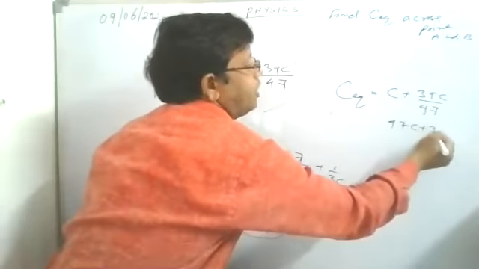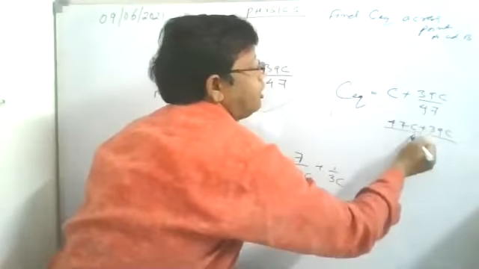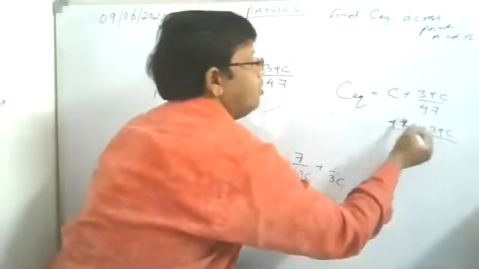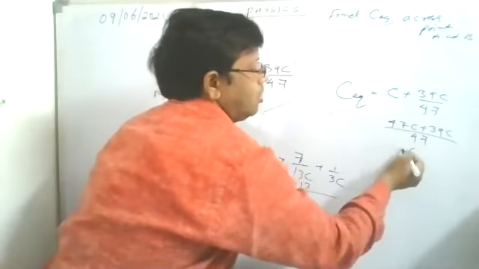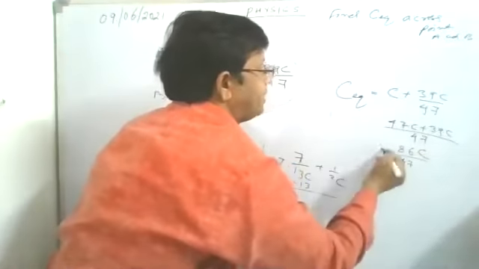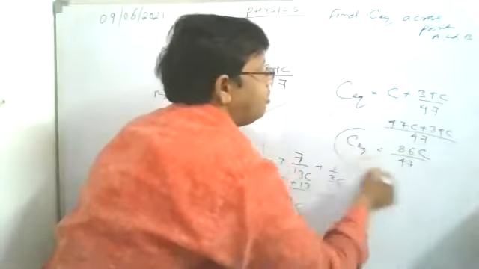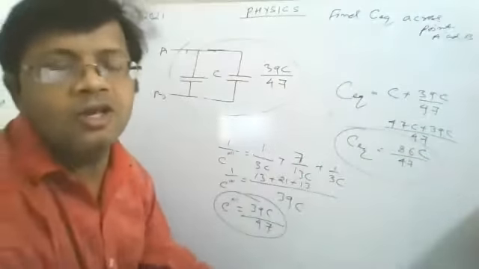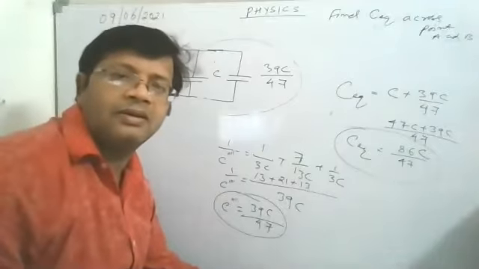47C plus 39C, you just calculate it. 86C upon 47. This is your equivalent capacitance. In this way, we can determine the equivalent capacitance of such type of circuit.